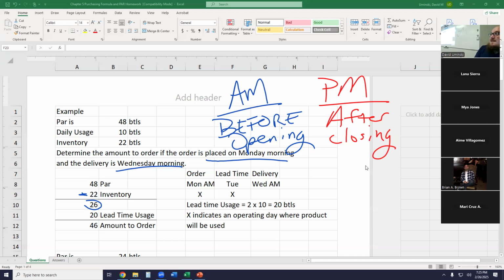So let me give you an example. When I worked at Chester's Hamburgers, the manager at night would place the order for the meat. So they would order after we've closed for the day, and then that meat would be delivered in the morning before we open.